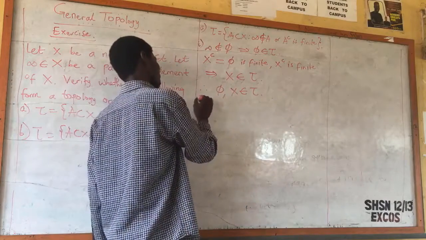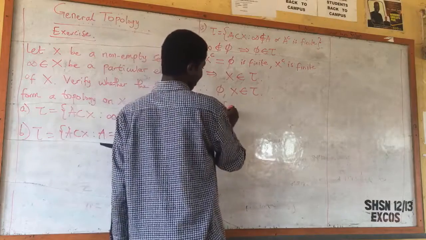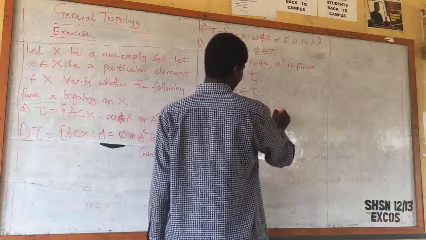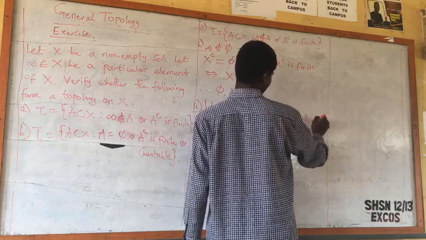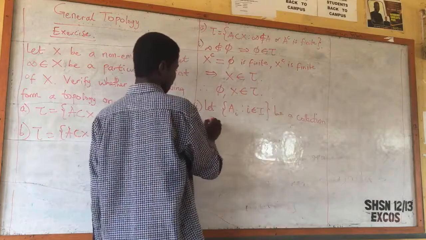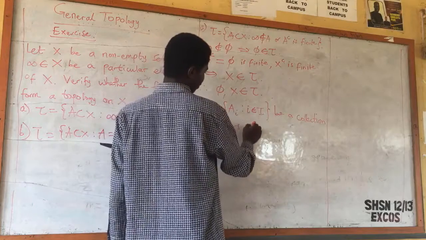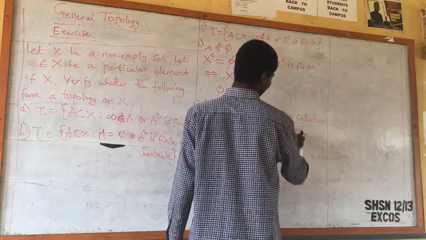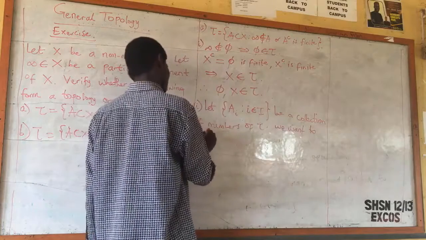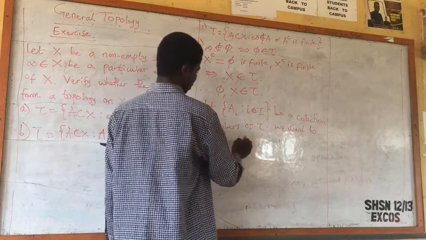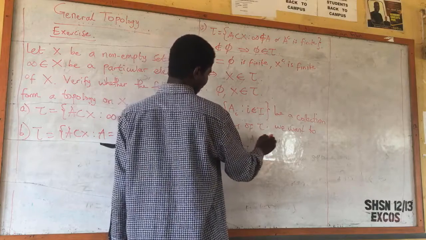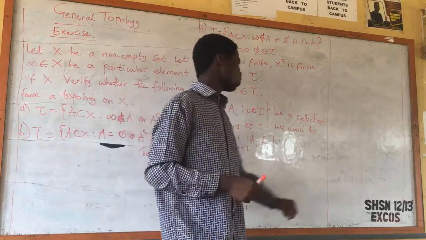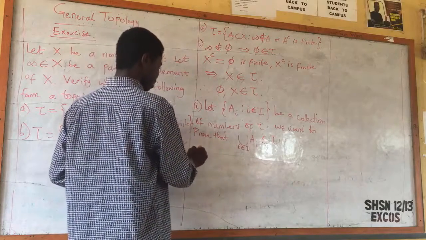Now for the second one, arbitrary union. Let A_i, where i is in I, be a collection of members of the topology. We want to prove that the arbitrary union of these A_i will also be a member of the topology. So now, how do we do it? We have to consider cases. Now, the first case, case 1.